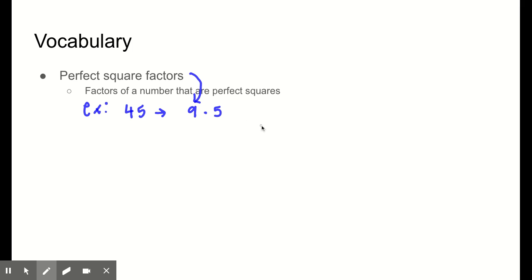of 9 is 3. So remember earlier in the semester, in first semester, we talked about perfect square numbers, and our perfect squares were 1, 4, 9, 16, 25, etc. And so when we're looking at factors of a number, we're looking to see are any of these numbers factors of any given number, and that would be our perfect square factor.